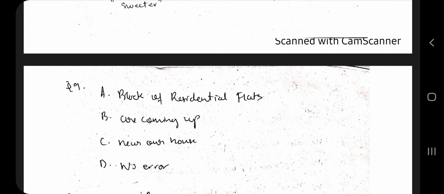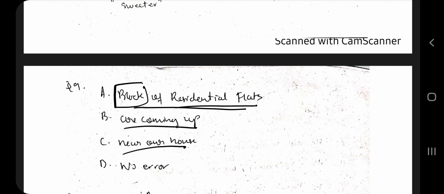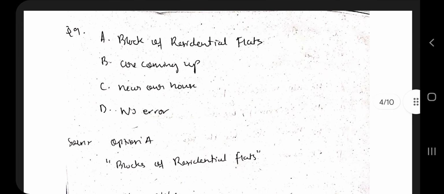The next one, a block of residential flats are coming up near our house. Residential flats are plural, so instead of block we should have blocks, right? So it will be option A, blocks of residential flats.